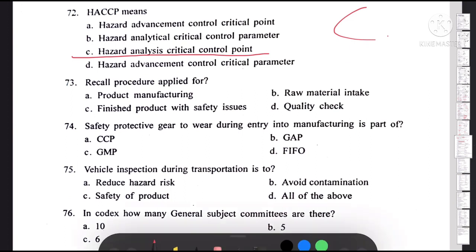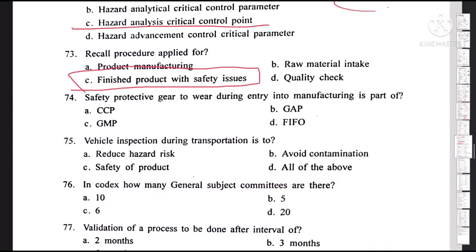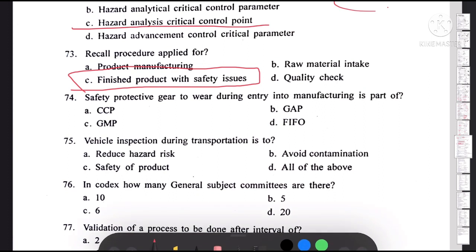Recall procedure applied for. The options are product manufacturing, raw material intake, finished product with safety issues, and quality check. So recall procedure is applied for finished product with safety issues. Next, safety protective gear to wear during entry into manufacturing is a part of CCP, GAP, GMP, or FIFO. So it is a part of GMP, good manufacturing practices.